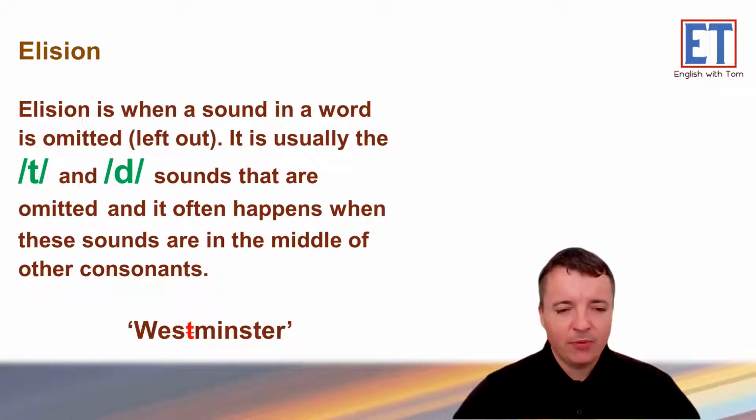So for example, Westminster, we don't usually pronounce the T. The T is omitted, elided. This is an example of elision. So Westminster. Can you hear that? You can't hear the t in the middle. Westminster.